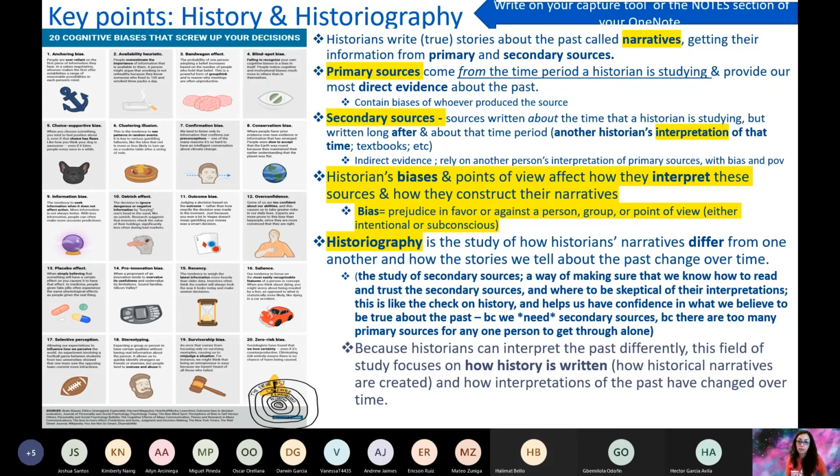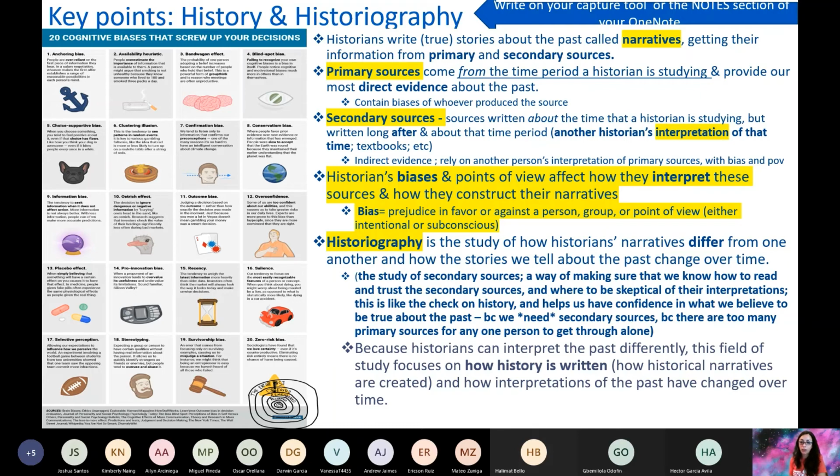Another way to think of it is it's the study of secondary sources about one topic. So like the historiography of, I don't know, Nazi Germany would include everything that's been written about it by historians, German historians, American historians, Russian historians, all of whom probably saw different things in that really complex event. It's also a way of making sure that we know how to read and trust secondary sources and where to be skeptical of their interpretations.